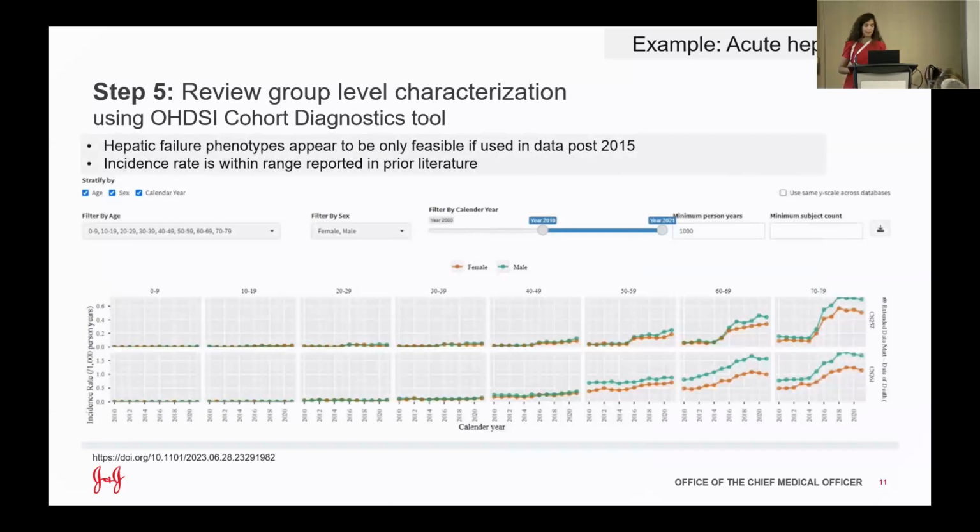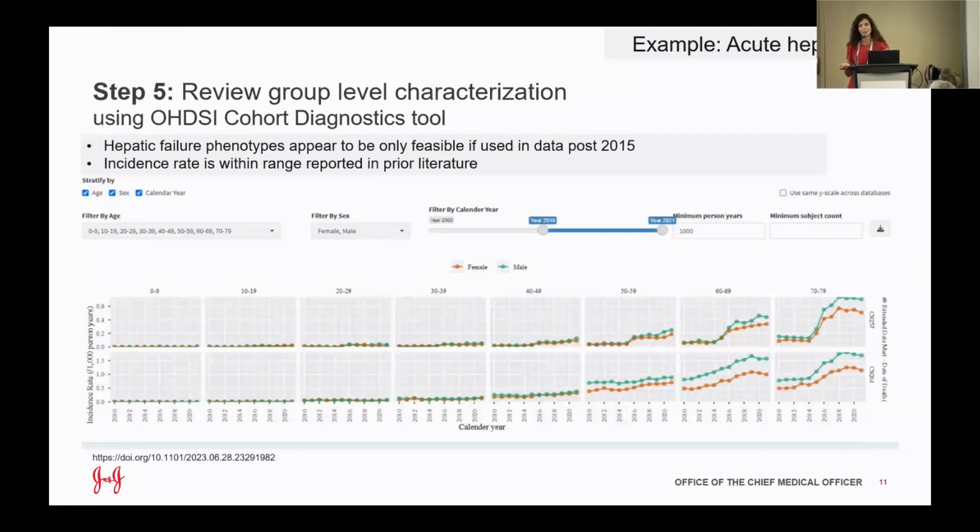acute hepatic failure, this is one report that you can get out of Cohort Diagnostics, where here we're looking at the incidence rate of acute hepatic failure in 2 different data sources. You can see on the x-axis are the calendar year, and the incidence is stratified by age and gender into different data sources. You can quickly realize that you actually don't have acute hepatic failure prior to 2015 in these data sources.